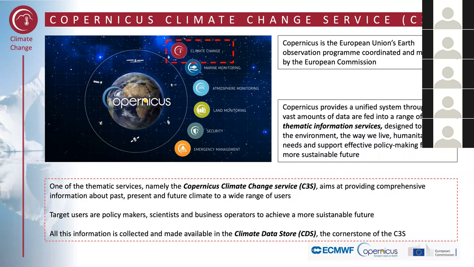One of those thematic information services is named Copernicus Climate Change Service, which is C3S, which aims at providing comprehensive information about past, present, future climate to a wide range of users, which ranges from policymakers to researchers. At the heart of the C3S, of the Climate Change Service, is the CDS, the Climate Data Store.